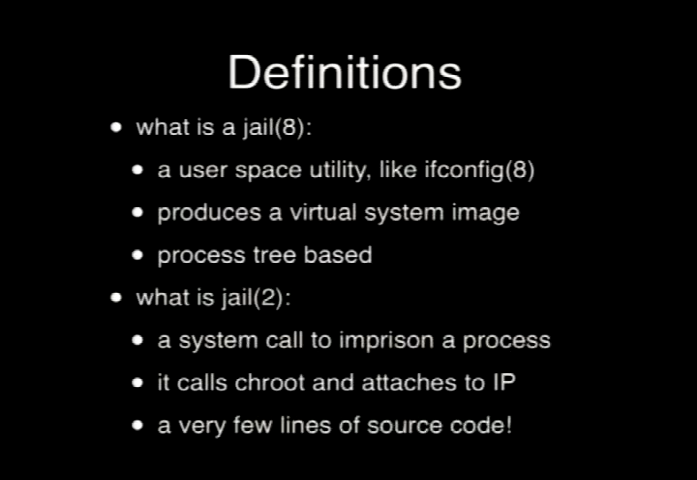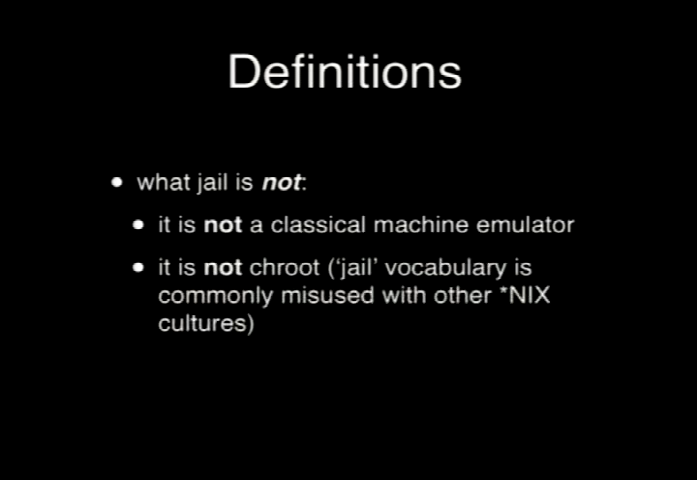Great. What is jail? It's a user space utility like ifconfig, all right? Real simple. It produces a virtual system image, and this is process tree based, okay? What is the jail system call? Well, it's a system call that jail uses, and it calls chroot and attaches it to an IP. Pretty simple, and it's very few lines of source code. What jail is not: it's not a classical machine emulator. If we have time, I'll get into more of them at the end.